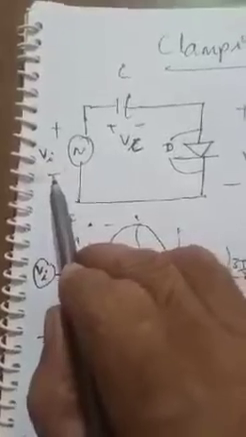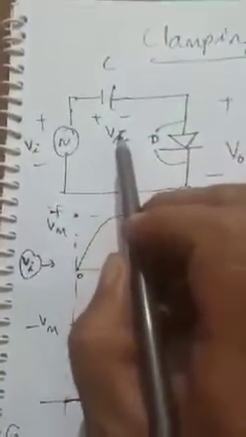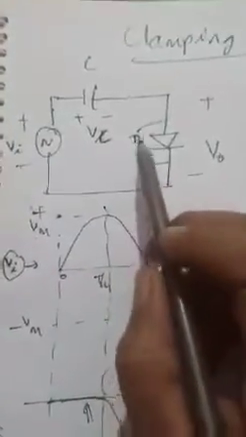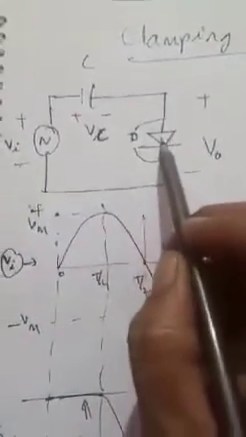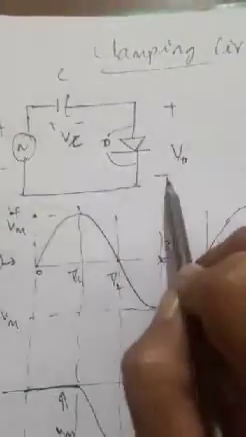This topic is clamping circuit. So this is the circuit diagram, and here the input Vi is a sine wave, which is connected to the capacitor. Voltage across the capacitor is Vc, and the diode is D, with P side and N side, and here we are taking the output voltage across the diode.